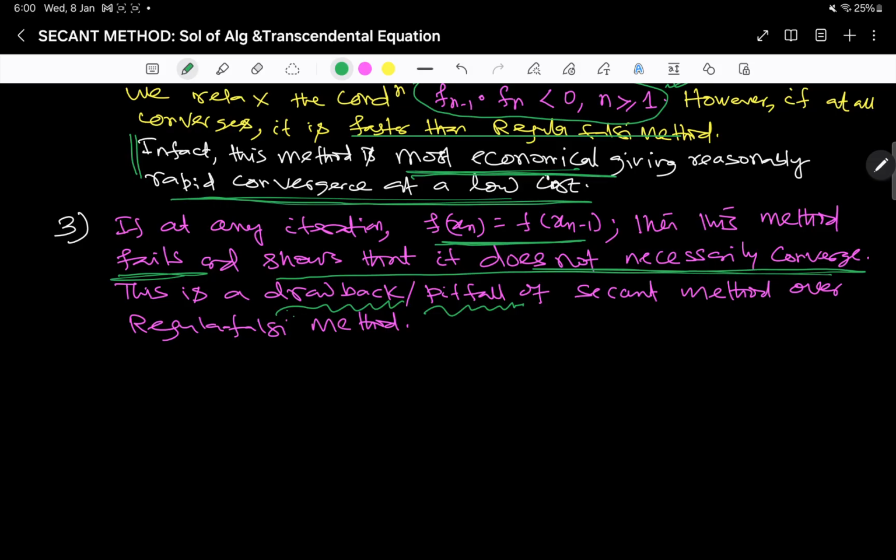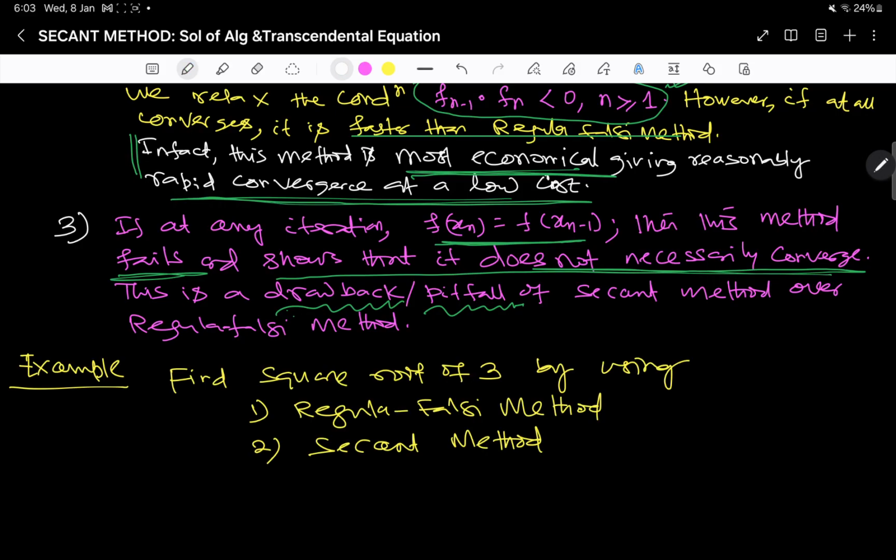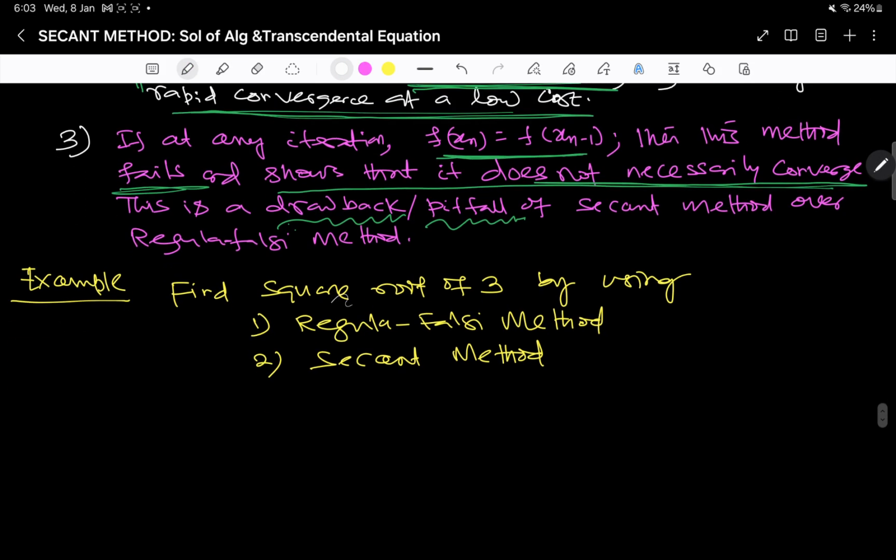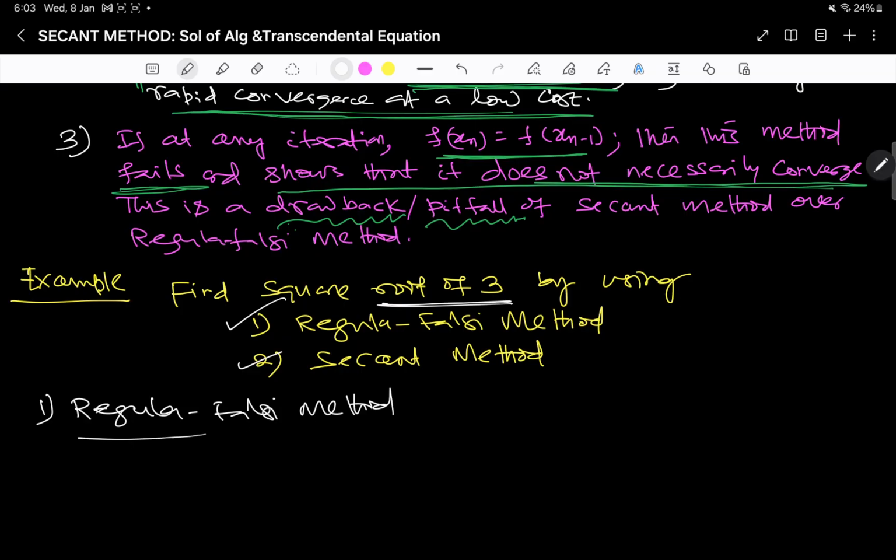Okay, now coming to the examples, let us discuss some examples. Also we compare this example with your previous regular falsi method so as to understand the rapid convergence of this method. You are asked one problem: find the square root of 3 by using the regular falsi method and by using the secant method. First we use the regular falsi method. Let f(x) = x² - 3 = 0.